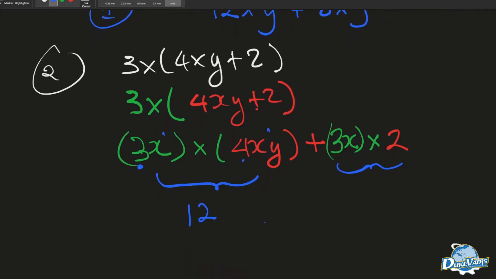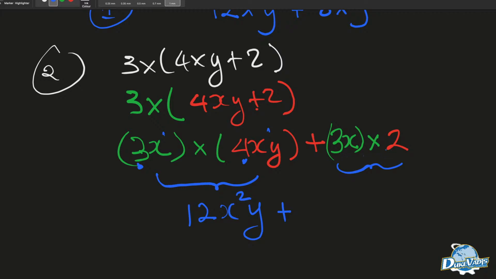Okay, so I multiply this 3 by 4, and I got 12. And the x raised to the power 1 times x raised to the power 1, in indices, since they have the same exponent, we are multiplying x raised to the power 1 times x raised to the power 1. We are going to get x raised to the power 2. So x raised to the power 2, and we have our y multiplying. So plus, here is 3x times 2.